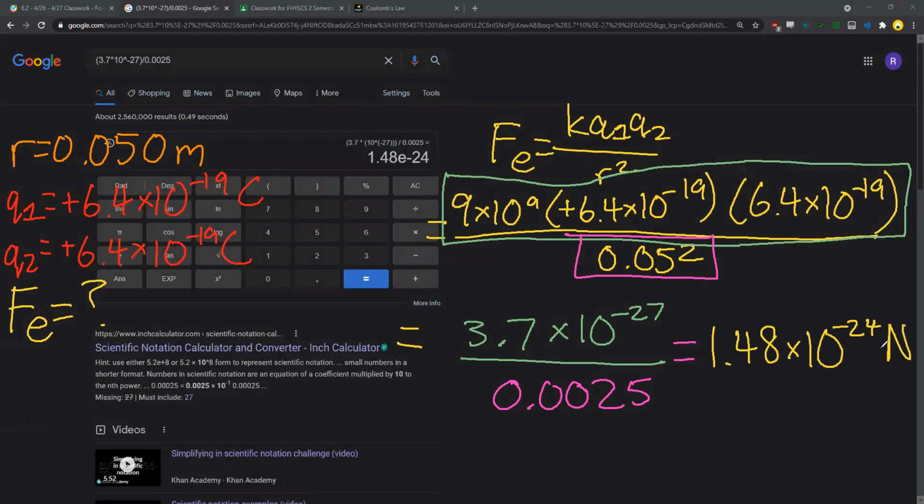All right. So basically, you're just plugging everything into Google, right? If you don't want to separate your exponents and then multiply them, if you want to just put it into Google, you can just do it. It's really up to you.